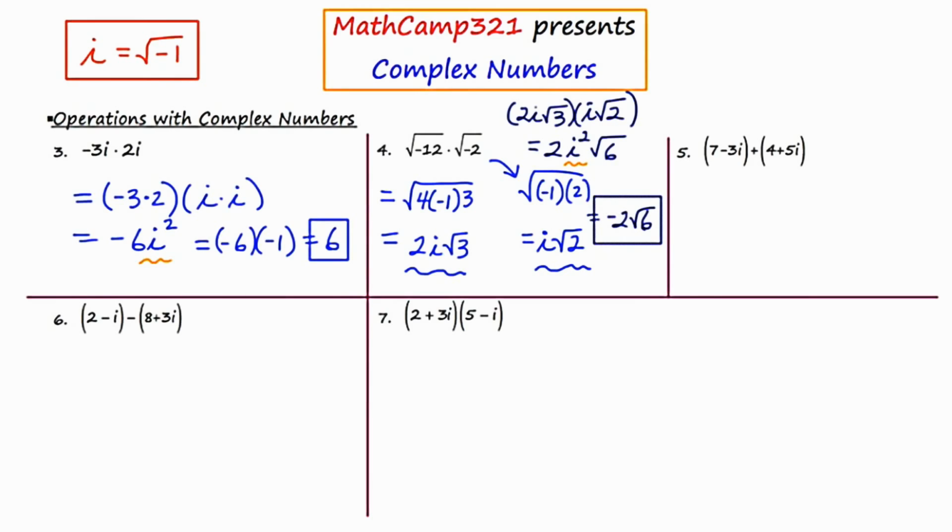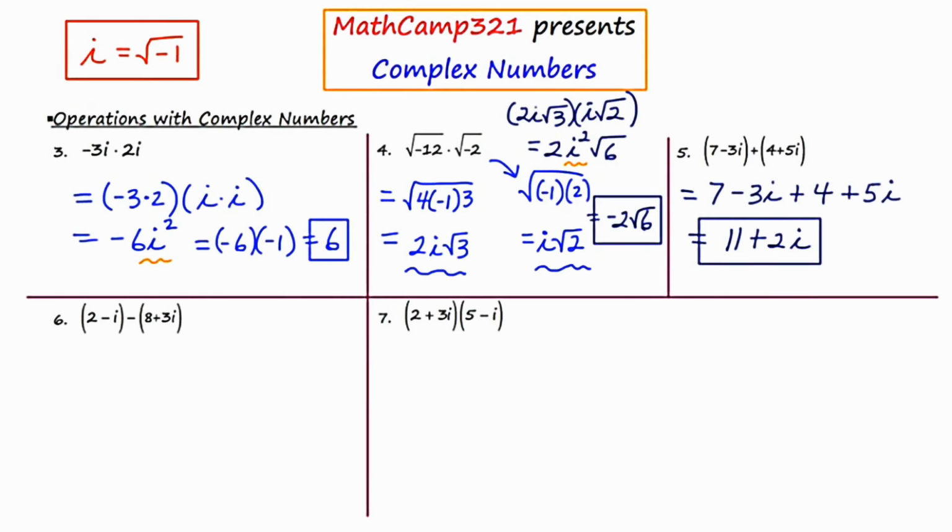In our fifth example, we're asked to add two complex numbers, 7 minus 3i plus 4 plus 5i. So basically what I want to do first is just clear the parentheses. And now I want to collect like terms. The 7 and the 4 give us a total of 11, and the negative 3i and the 5i give us a total of 2i. So our final answer is 11 plus 2i.